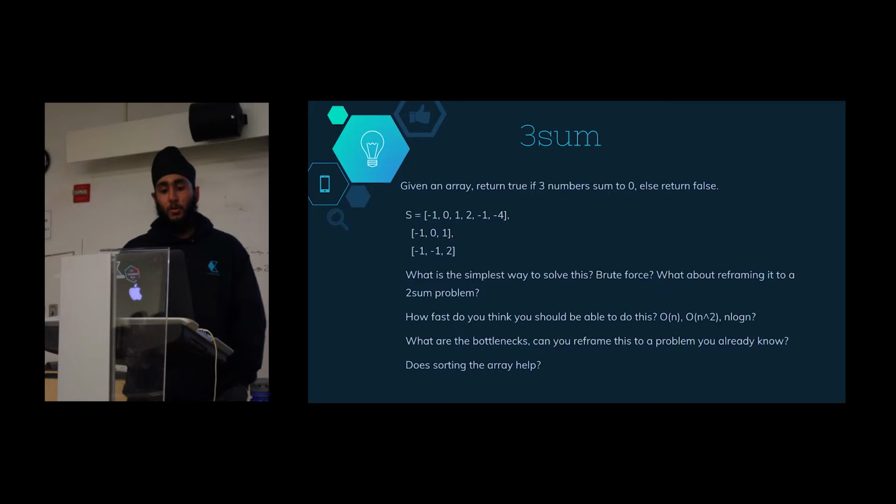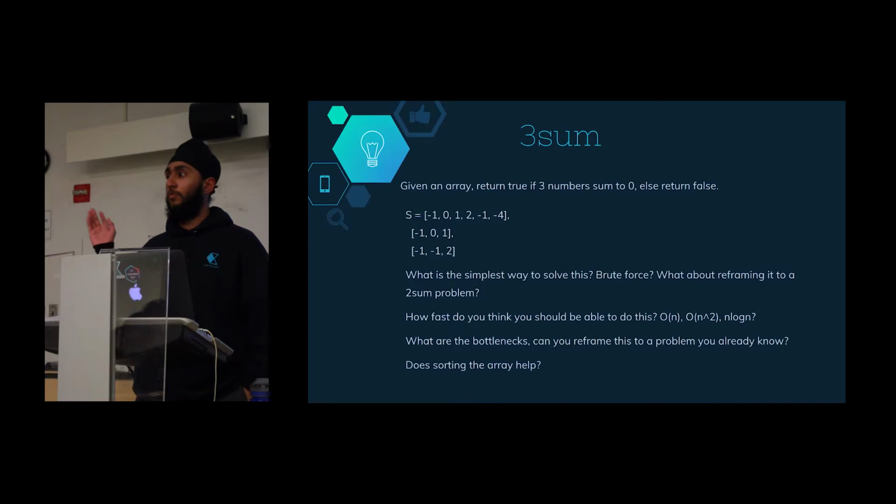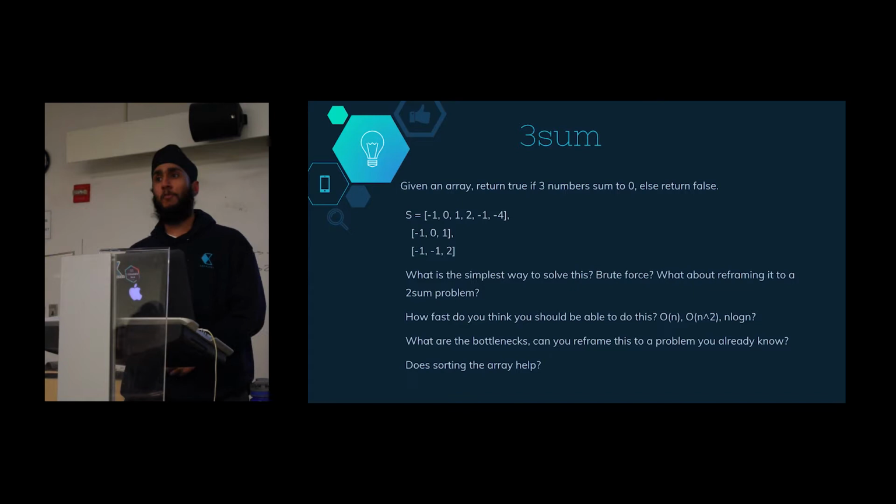Okay, so another thing to think about is to try to do the best conceivable runtime. One way you could think of is to iterate through the array three different times and check all possible sums. If any of them equals zero, return true. That would be an n cubed solution, right?